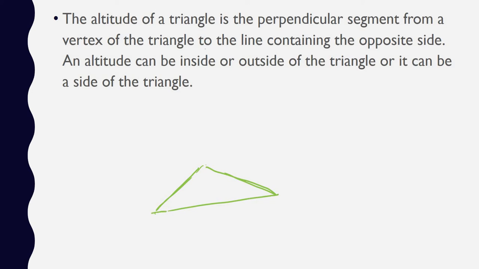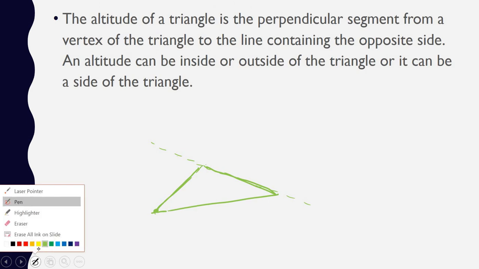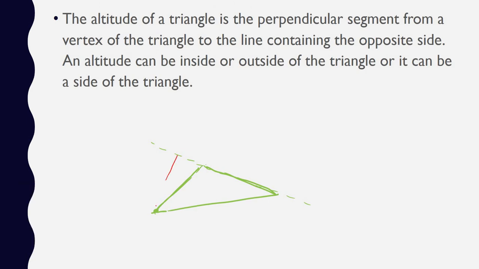So an altitude, again, goes from the vertex to the line containing the opposite side. Now it doesn't say it has to go to the opposite side. So here's a vertex. I want to draw it perpendicular to this line. So to be perpendicular, this altitude, whoops, go back. This altitude has to be perpendicular to that side. So this particular altitude is outside of the triangle. This altitude is inside of the triangle. This altitude has to be perpendicular to my other side, so it also is going to be outside of the triangle.